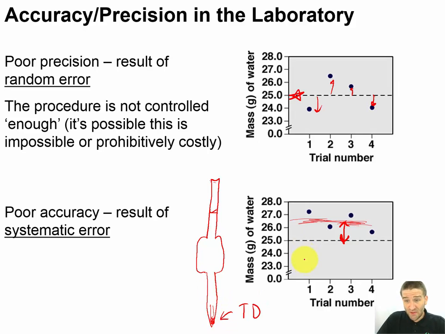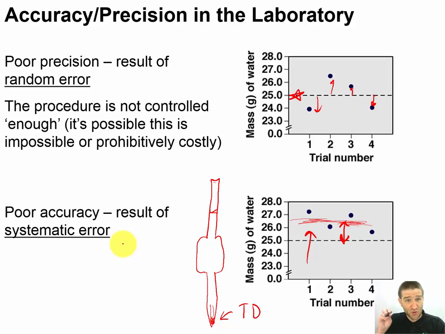If you blew it out, what's going to happen? You're going to be increasing your volume, and you're going to increase the mass of the water that you just delivered. So if you're blowing that drop out all the time, you're going to be causing a systematic error. There's something systemically wrong. There's something wrong with the system that you're using. You're doing something repeatedly, but incorrectly. That's what we're talking about with systematic error.